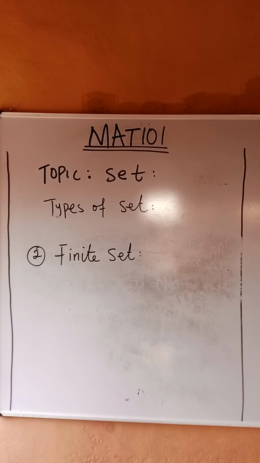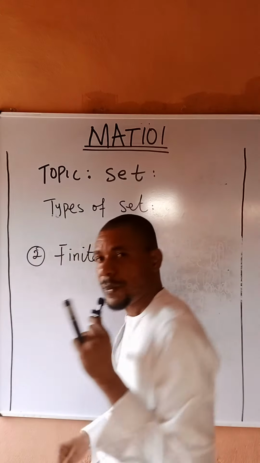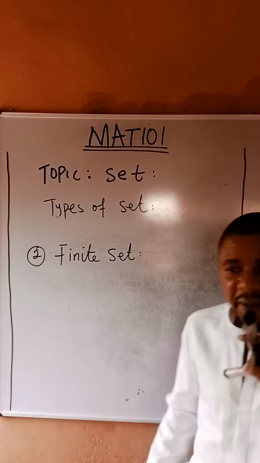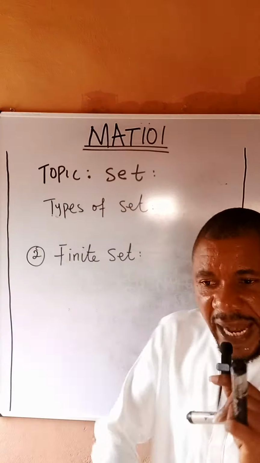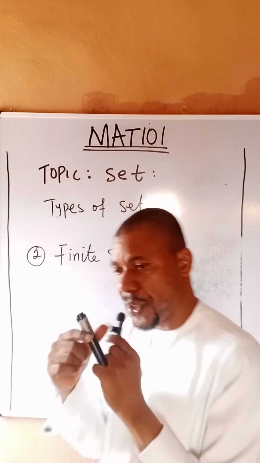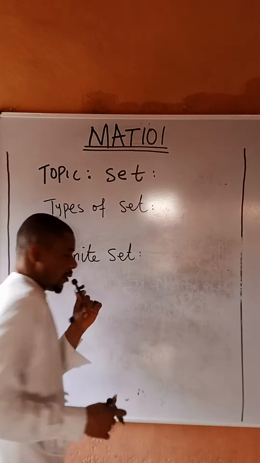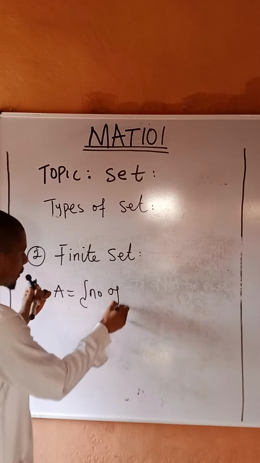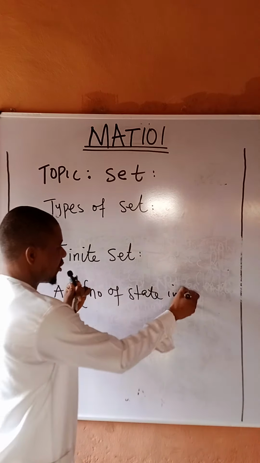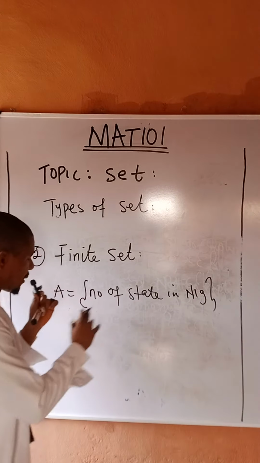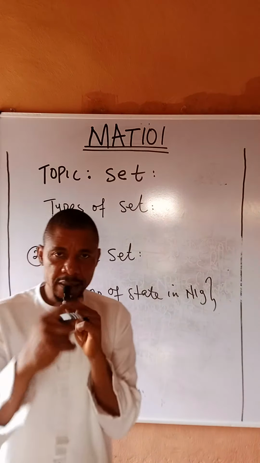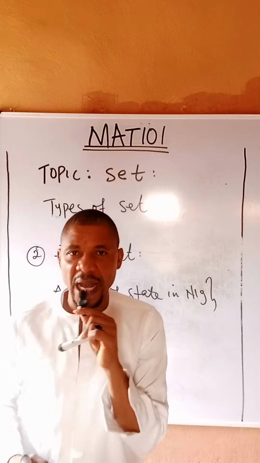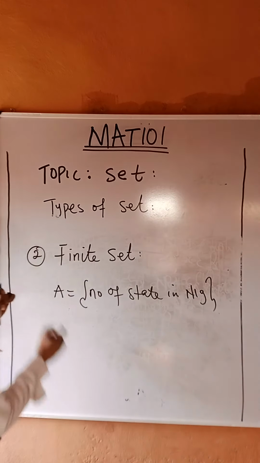All right. The next one is a finite set. A set is said to be finite if the set can be counted. Any set whose elements can be counted is said to be finite. For example, if A is the set of the number of states in Nigeria, this is called a finite set because we can comfortably count the states in Nigeria, which are about 36. So this is a finite set.